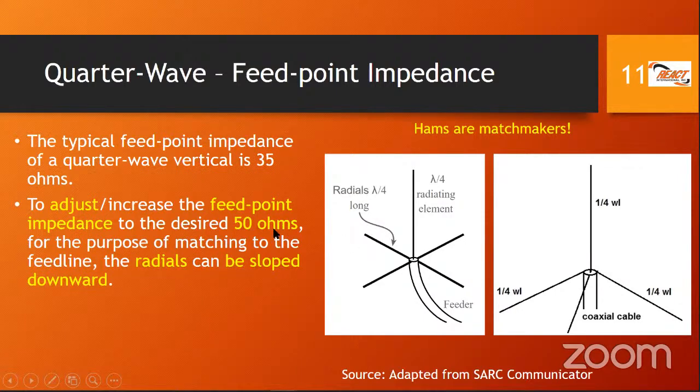Here's what we can do. We can actually adjust and increase the feed point impedance to the desired 50 ohms. That's what we're aiming for, because hams are matchmakers. By simply sloping these radials. So on our right hand side here, notice the same quarter wavelength antenna, quarter wavelength elements, but notice they are sloped downwards. When you slope them, you increase the feed point impedance. That's a technique that hams use. We slope the radials, and guess what? We can get it to where it becomes 50 ohms or very close to 50 ohms, and we get a nice SWR, maximum transfer of signal, and we have a very good feed point. There we go.